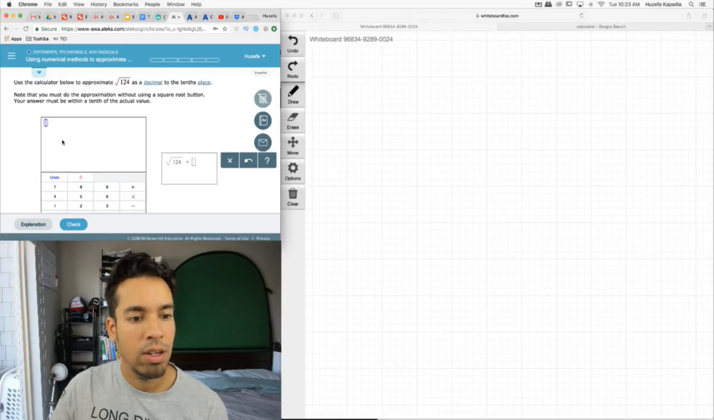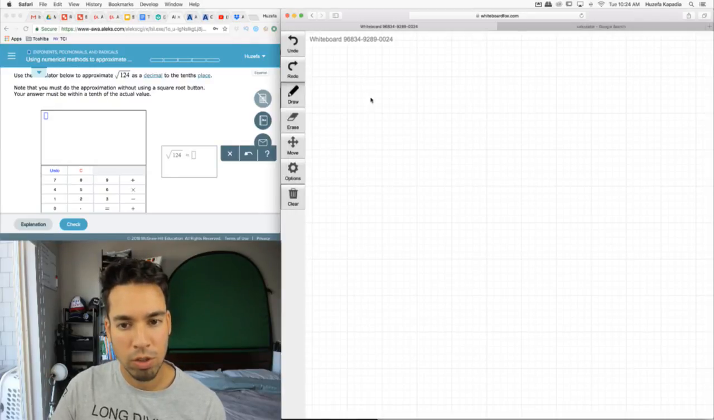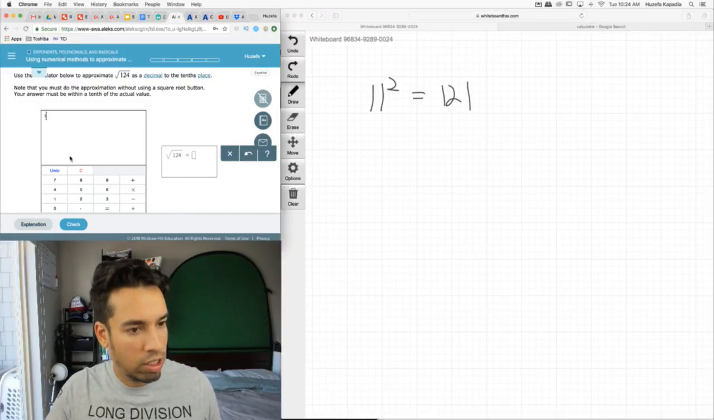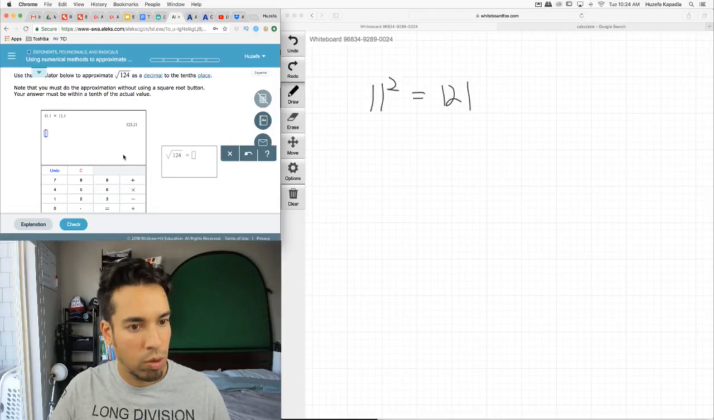I know that 11 squared is 121. So we'll start there, right? 11 squared is 121. That's close to 124. So now let's start experimenting with different tenth values. 11.1 times 11.1. Oh shoot. 11.1 times 11.1. That's 123.21. Now let's try 11.2 times 11.2.